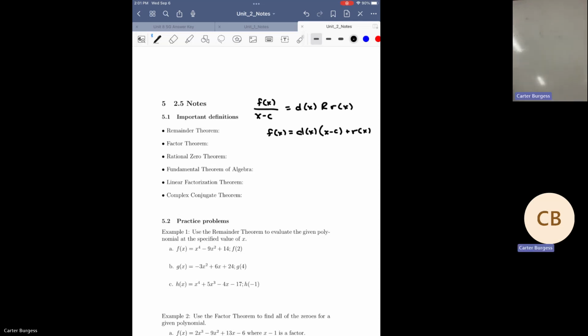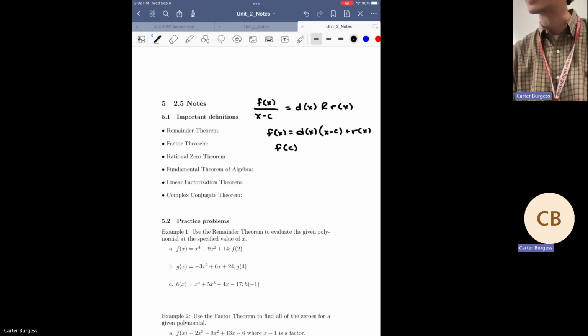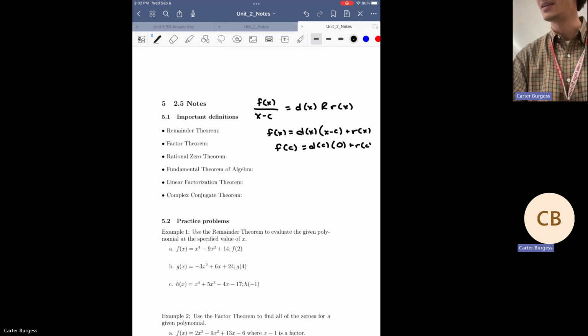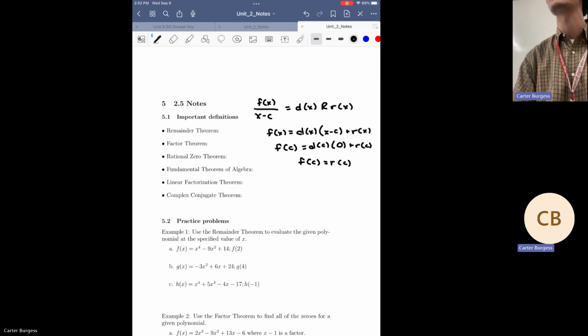And so where does the remainder theorem come in? Well, the remainder theorem says what happens when I plug c into my function. It's just going to leave behind the remainder. Exactly. This is going to become d of c times 0 plus r of c. And d of c times 0 is just 0. We get that our function evaluated at c is the exact same thing as the remainder evaluated at c.